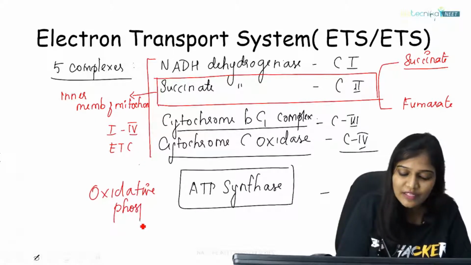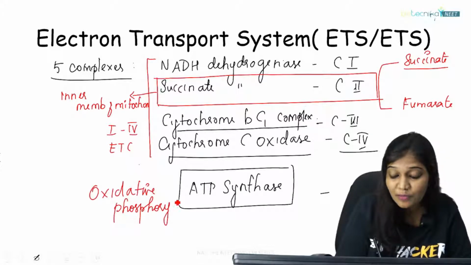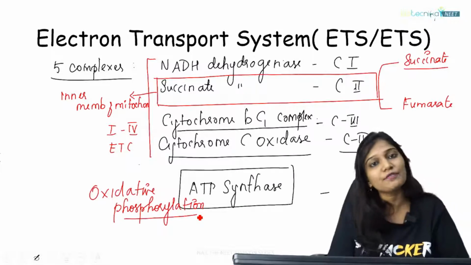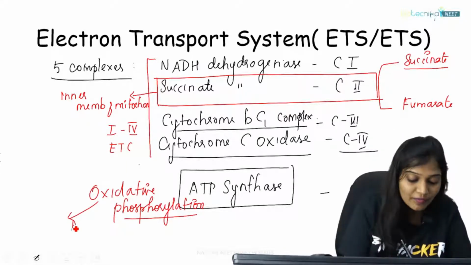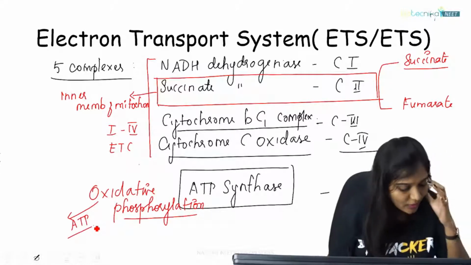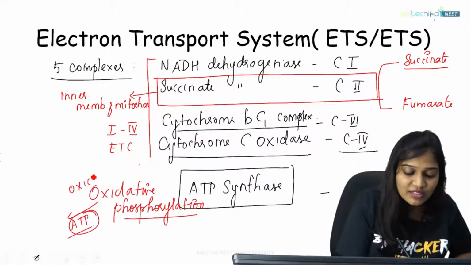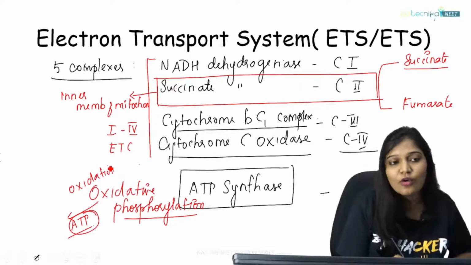Phosphorylation, the name itself gives you an idea. Phosphorylation means production of ATP. So only in oxidative phosphorylation is there production of ATP. We utilize all the NADH and all the FADH2 and produce ATP through the oxidation process. That's why it is called oxidative phosphorylation.